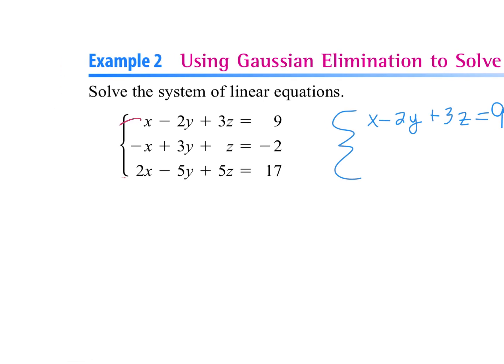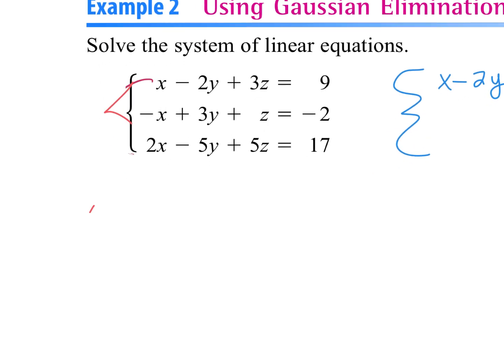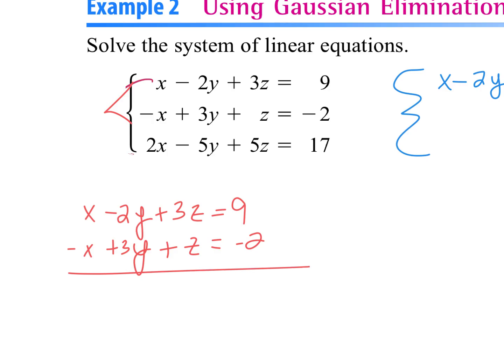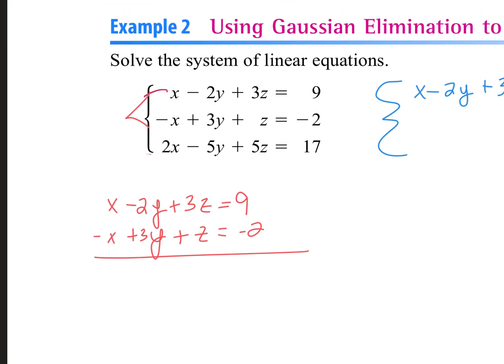I'm going to take 1 and 2 and eliminate x. Then the next thing I'm going to do is take 1 and 3 and eliminate y. You'll see. So I'm going to write these 2 equations. x minus 2y plus 3z equals 9. And then negative x plus 3y plus z equals negative 2. And I'm going to eliminate x. I want my first equation to have x, y, and z. I want my second equation to have what 2 letters? y and z, and then I want my last equation to say z equals. Every single time we're going to do the same thing.